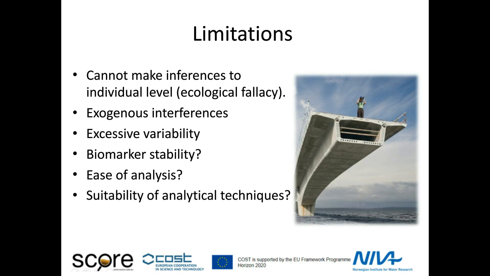There are obviously problems with exogenous interference. So the pesticides is a good example. I can measure a pesticide metabolite, but it may be related not only to human consumption, but it might have been related to airborne contamination or from spraying in an area, for example. We also see large variability in some of the data, and we see issues with the stability of some markers.